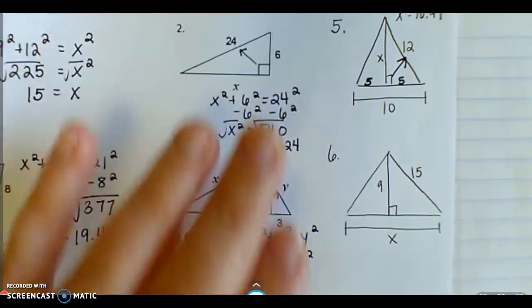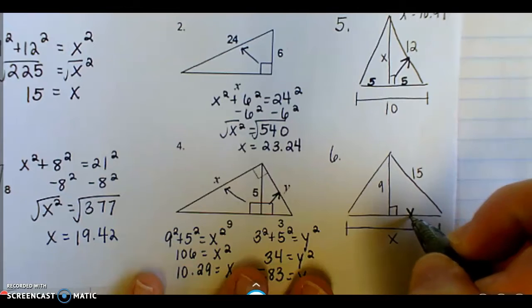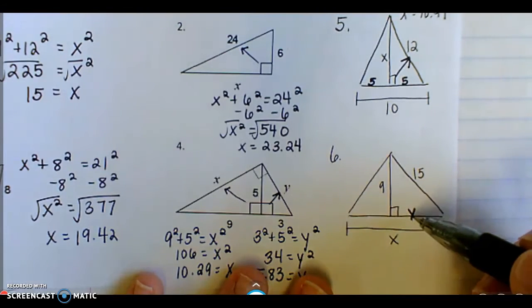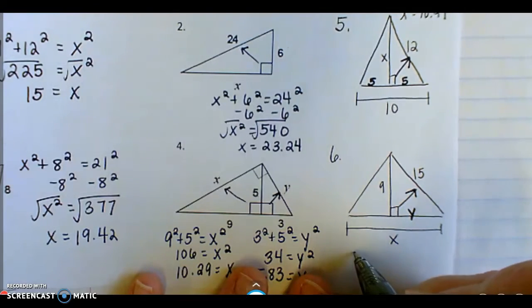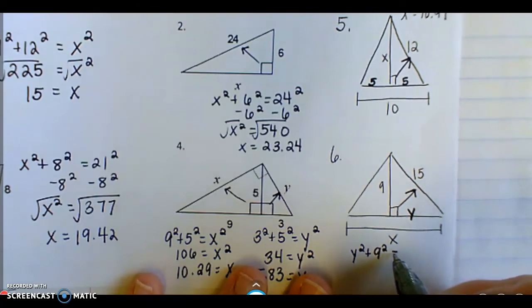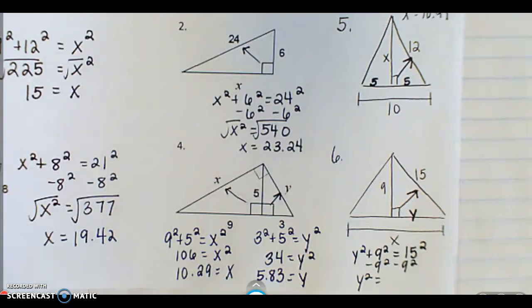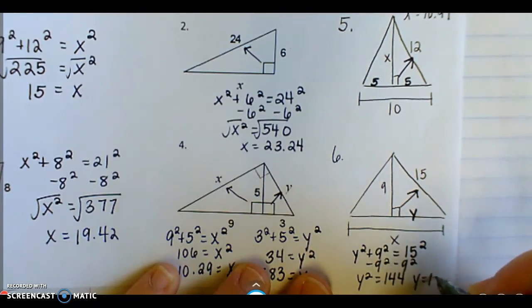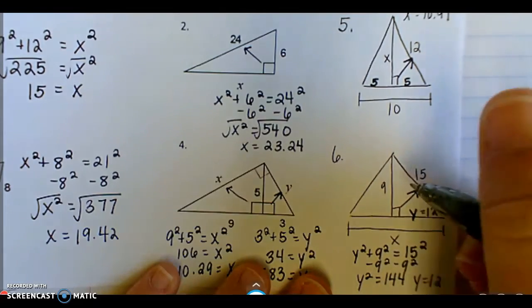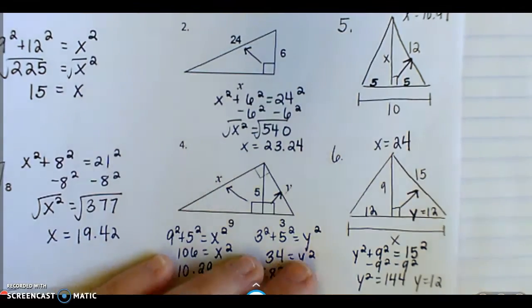Okay, number 6. So here I want to find the whole side, but what I'm going to do first is find part of the side, and then I'm going to multiply by 2. So let's say I'm going to find this part here. 15's across from there, so I've got y squared plus 9 squared equals 15 squared. Subtract the 9 squared on both sides. Get 144. Take the square root, so that means y is 12. Well, if y is 12, and this is also 12, that means that x is 24, and you just add it together.